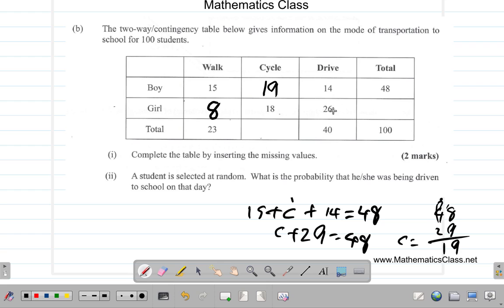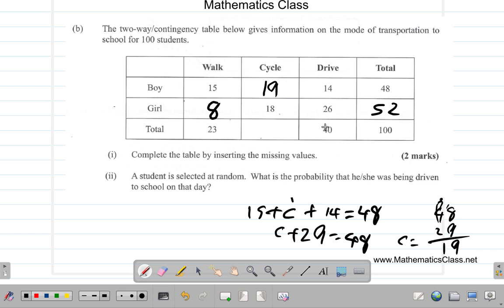Boy, girl, total. So 26 plus 18. 26, 36, 46. That would be 26 plus 20, you drop off 2, you go down to 44. 44 and 8, how much? 44 plus 4 is 48, plus 4 more. That would be 52. So 52 must come here.